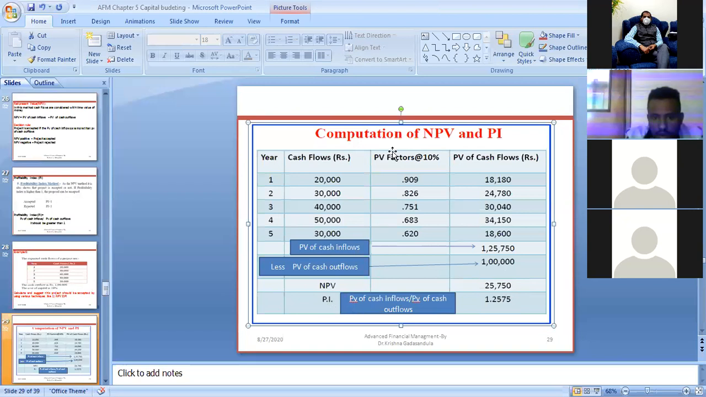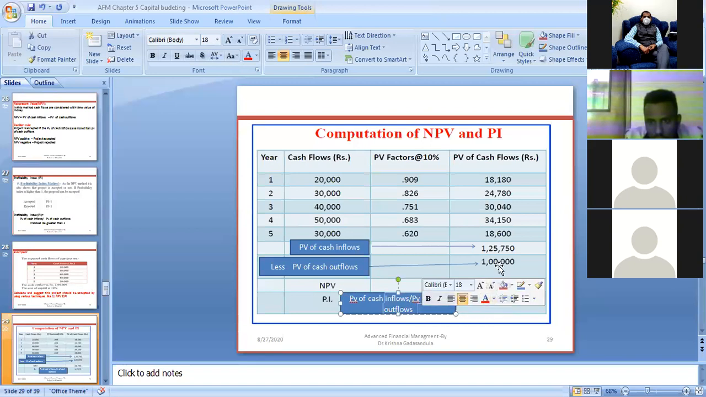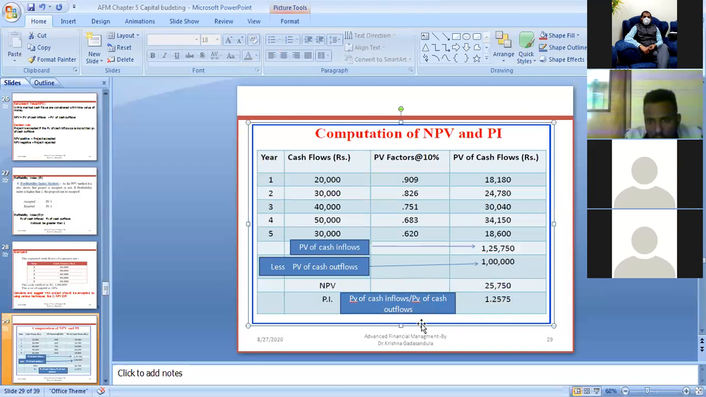We know the formula of the profitability index. What is the profitability index? Present value of cash inflows divided by present value of cash outflows. Present value of cash inflows is 125,750, and the outflow is 100,000. If you take it, it is 1.2575, which is greater than 1, yes? So the profitability index must be greater than 1, then only the project should be accepted.